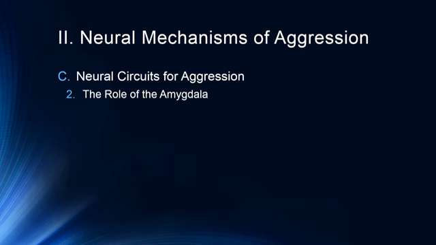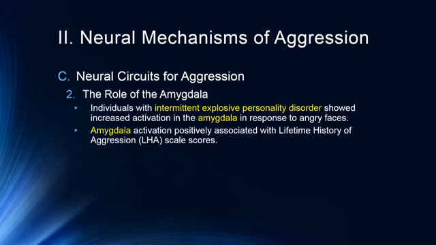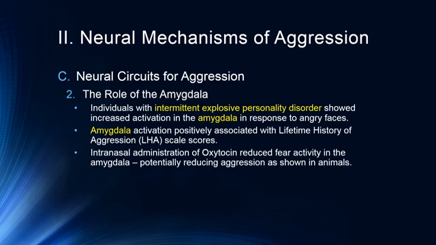The amygdala, of course, is important for all of our emotional responses, but particularly this kind of primal aggressive emotion. Individuals with intermittent explosive personality disorder show increased activation in the amygdala in response to angry faces. Amygdala activation is positively associated with a lifetime history of aggression. So there's a scale that measures your lifetime history of aggression, and these people show in fMRI studies increased amygdala activation.